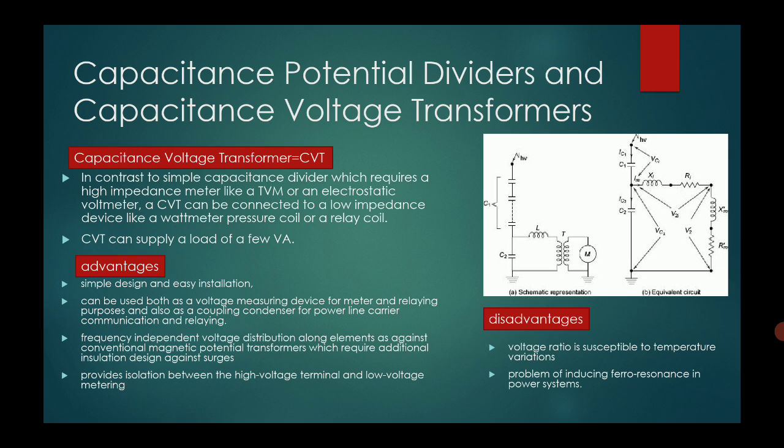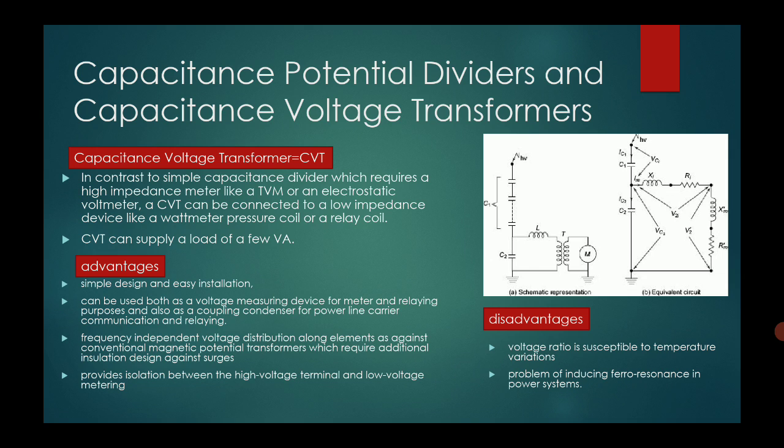Now the advantages for the capacitance voltage transformers are: it is simple and easy to design. It can be used both as a voltage measuring device for metering and relaying purpose, and also as a coupling condenser for power line carrier communication and relaying. Frequency dependent voltages, independent voltage distribution along elements as against conventional magnetic potential transformers, which require additional insulation design against surges. It can provide isolation between high voltage terminals and low voltage metering. So these are the advantages for the CVT.